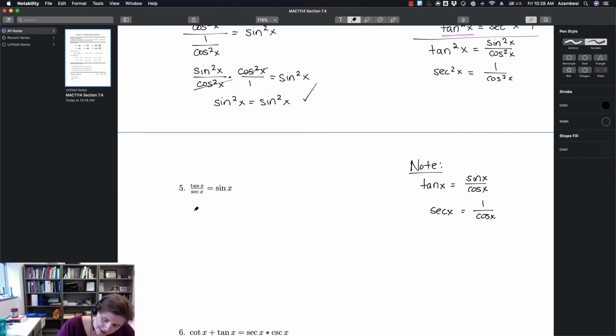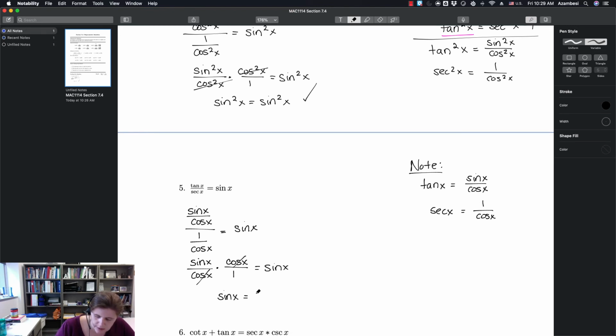All right, rewriting that. And then holding, flipping, multiplying. So sine of x over cosine of x times cosine of x over 1 is equal to sine of x, and we cancel, so we get sine of x equals sine of x.